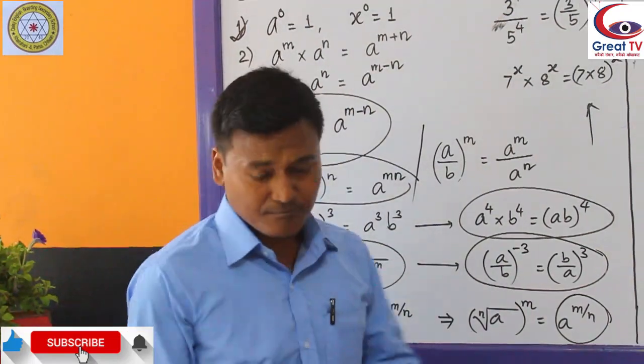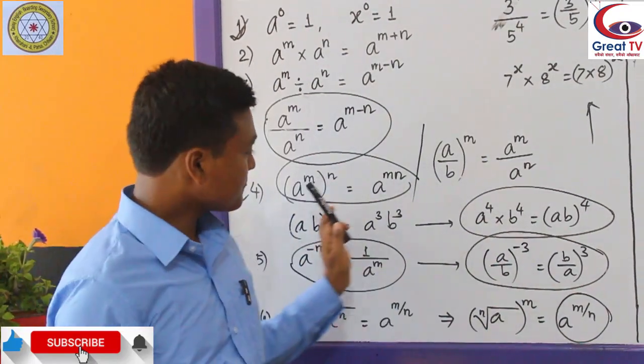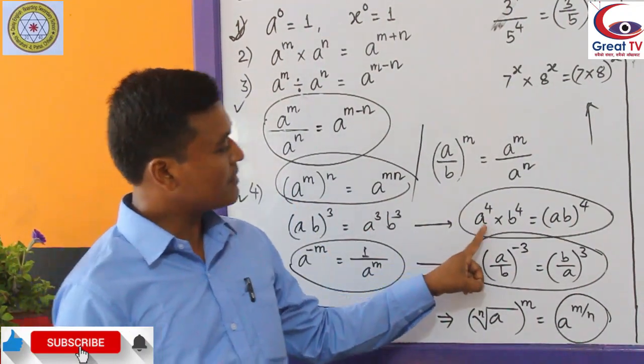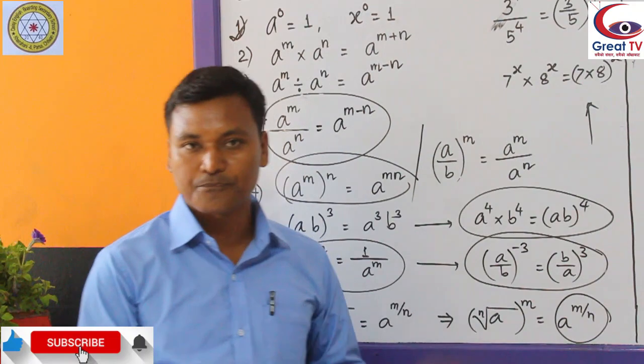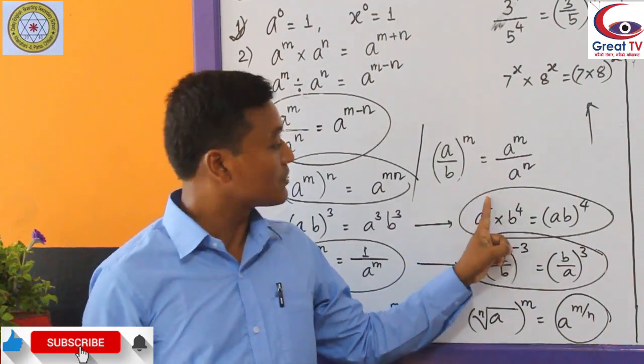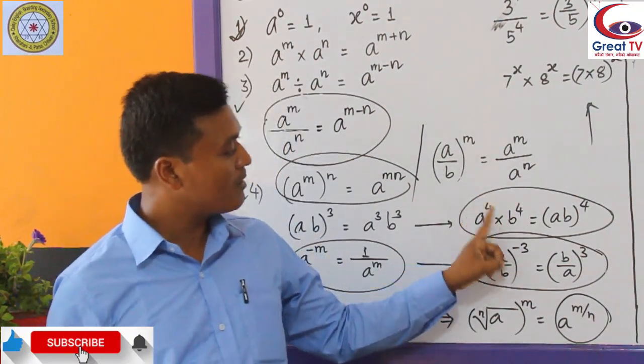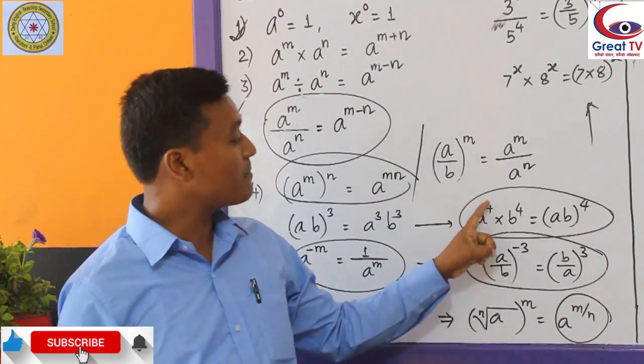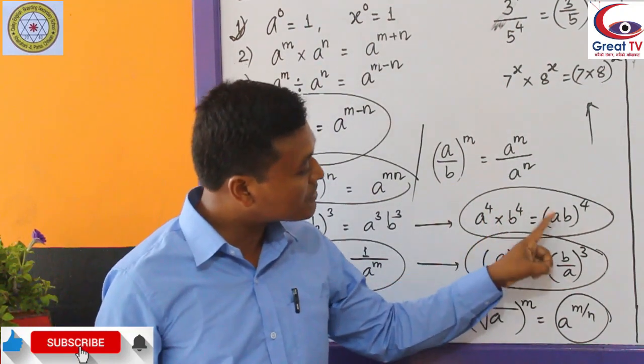Or again, you are listening to class 9. You have to know another idea also. You see here, a to the power 4 times b to the power 4. a and b have the same powers. a has the power 4, b has also the power 4. It can be written into a single power also. That is a to the power 4 times b to the power 4, it can be written into this form.